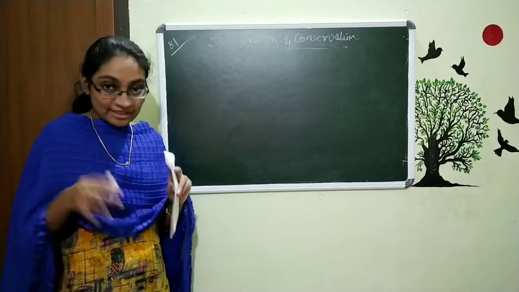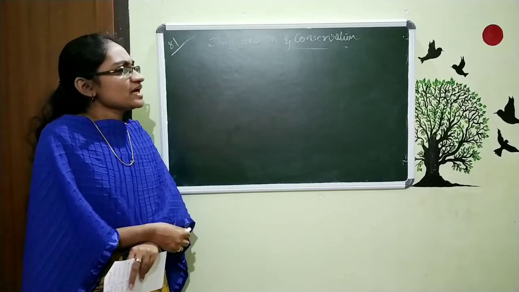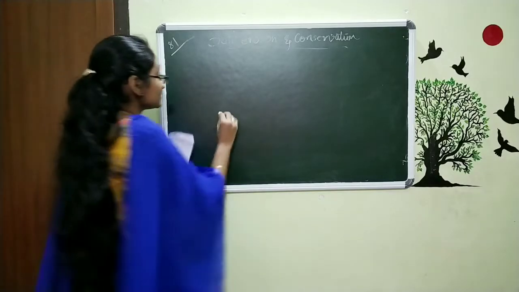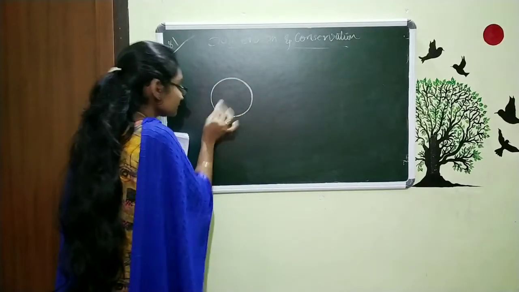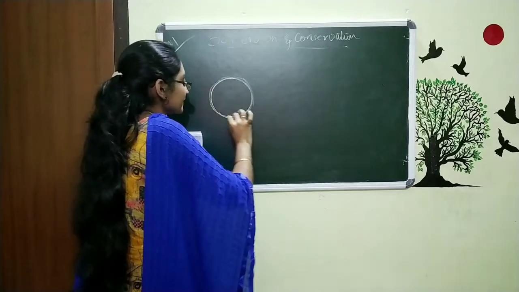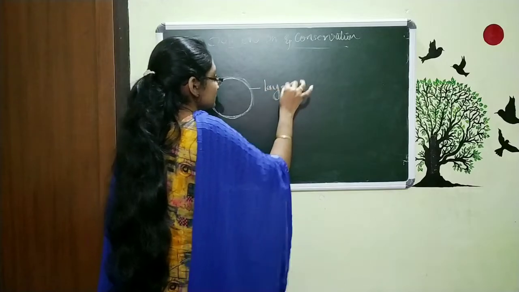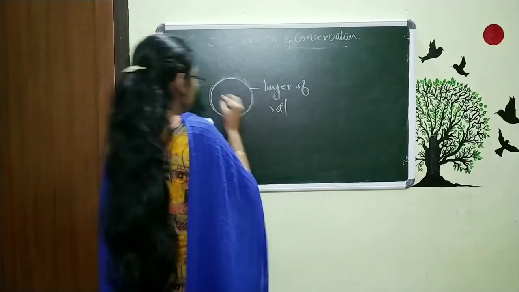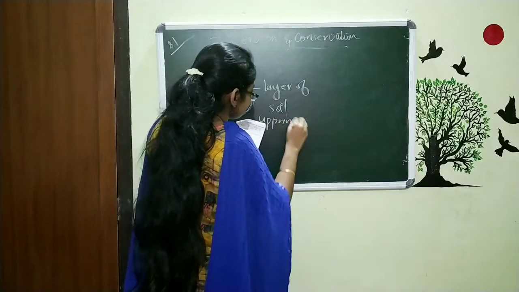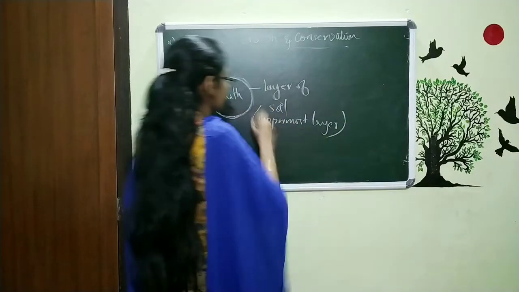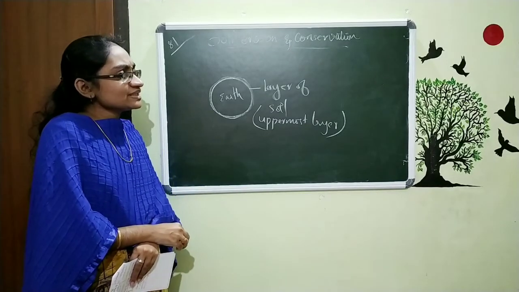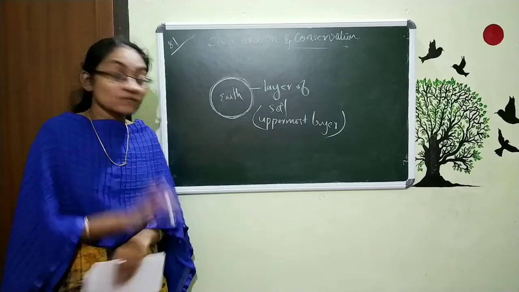So the thing is this, we are going to study about the soil. Actually where we can see the soil? It's on the surface of our earth. We can see the layer of soil at the uppermost layer of earth. Now the question is this, what is the soil? What does it include?